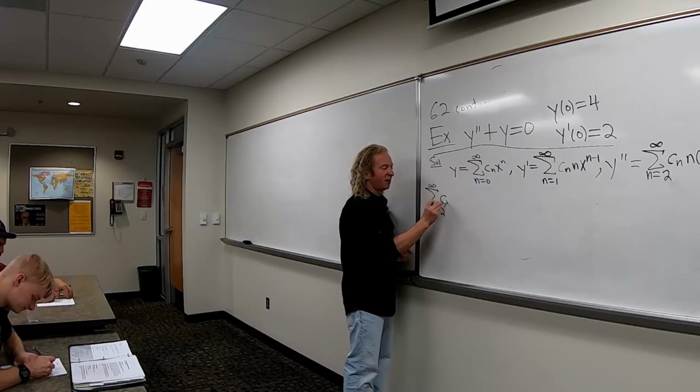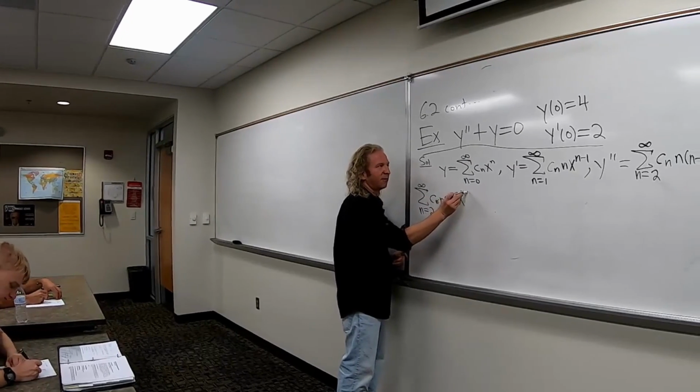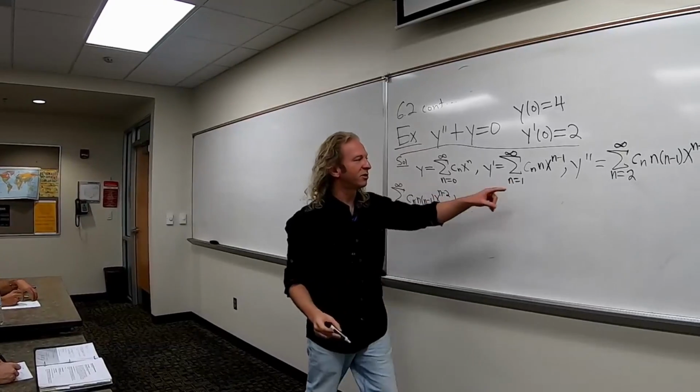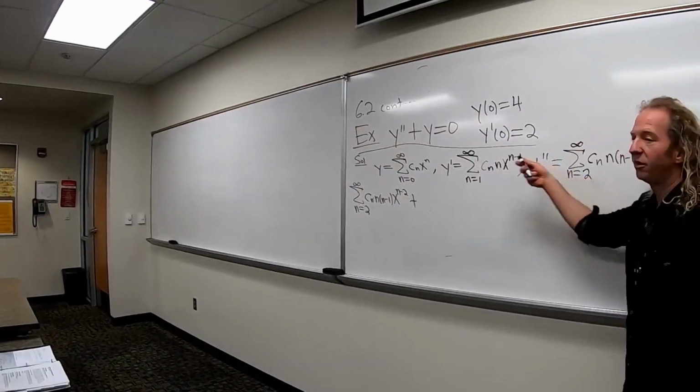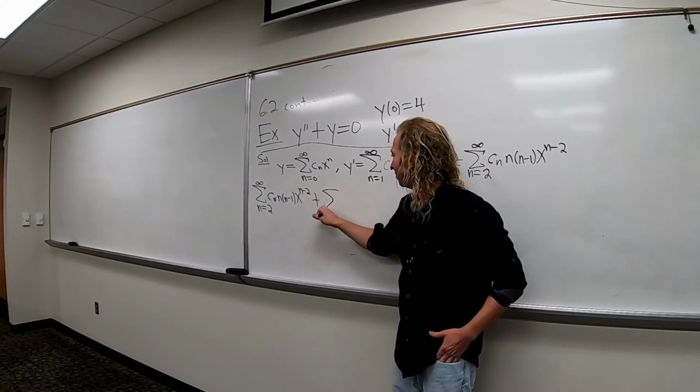Then we have c sub n minus 1, x to the n minus 2. And plus. So all we've done so far is just put the y double prime in here for this. Then we have the plus, and then we have the y. And I'll pause here and let you catch up.